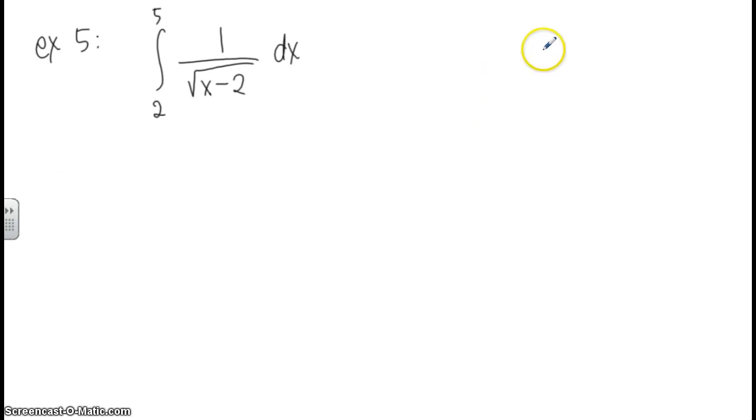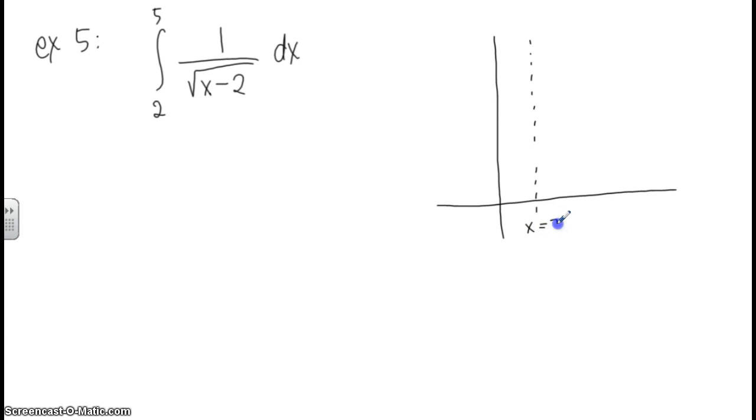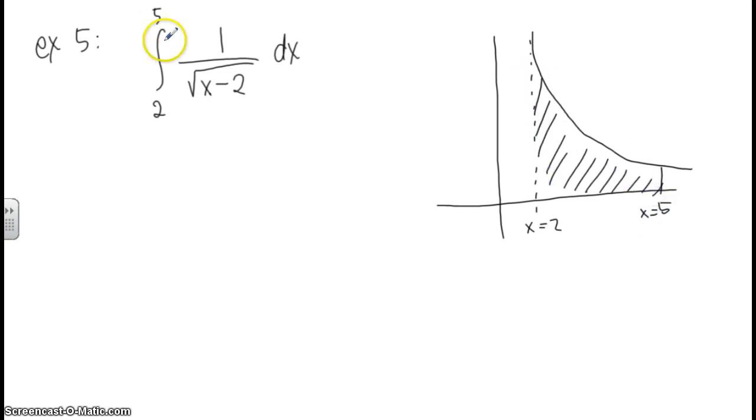So let's take a look at that graph again. There is an asymptote here at x equals 2, right? Because when I plug in 2, I get a denominator of 0. The graph looks something like this, and we're only taking it up to x equals 5. So we are looking at this area right here.